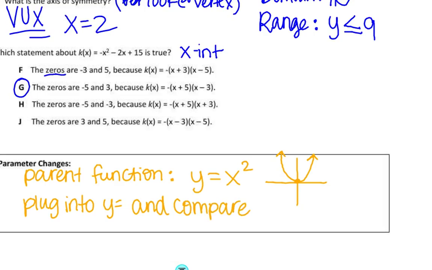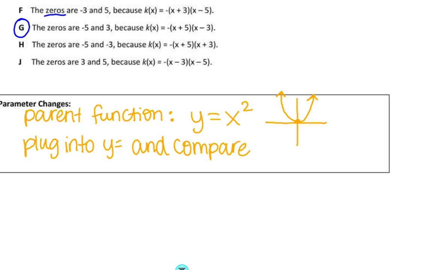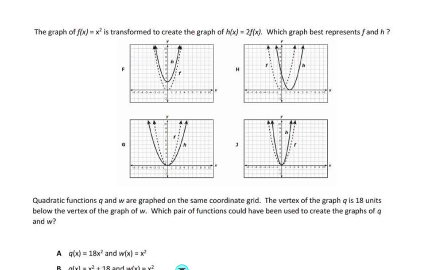All right, so let's see what an example of that might look like. Oh, next page. All right, so for example here, kind of a weird question. The graph of f of x is equal to x squared is transformed to create the graph of h of x equals 2 times whatever f of x was. Which graph represents those two graphs? So I knew that f of x was equal to x squared, so I'm going to plug that in right here. So h of x is now going to be equal to 2 times x squared, or 2x squared.